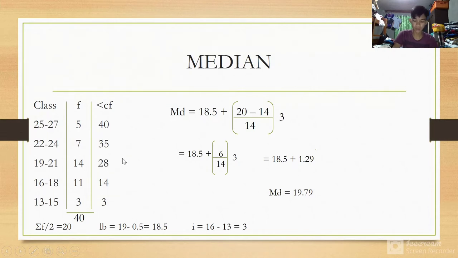Meaning our median class is 19-20. The frequency of the median class is 14. The cumulative frequency before the median class is 14. To find the lower boundaries, we simply subtract 0.5 from each of the lower limits.